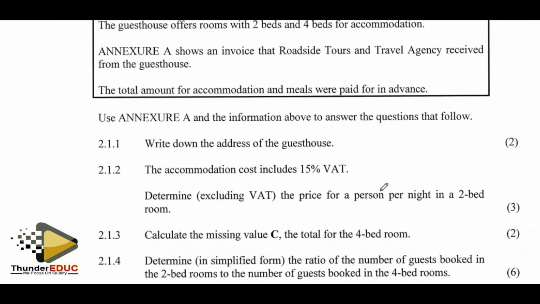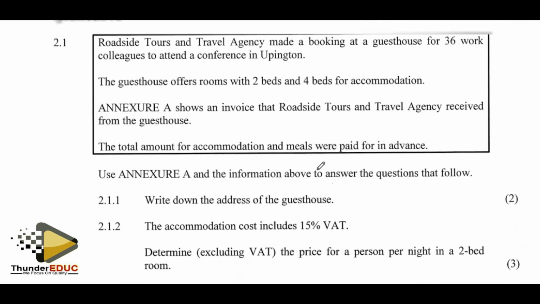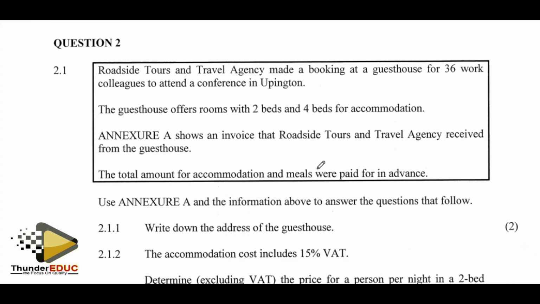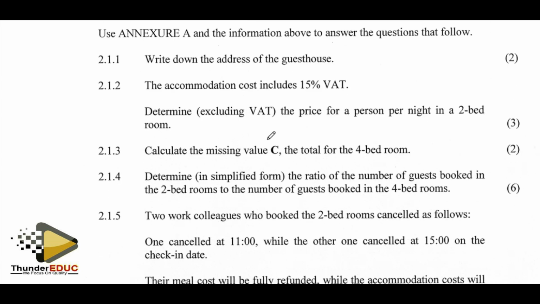Let's look at question number 2, which talks of the roadside tours and travel agents made a booking at a guest house for 36 work colleagues to attend a conference in Upington. The guest house offers rooms with 2 beds and 4 beds for accommodation. The next page shows an invoice that roadside tours and agents received from the guest house. The total amount for accommodation and meals were paid for in advance. All right, let's write down here. Write down the address of the guest house.